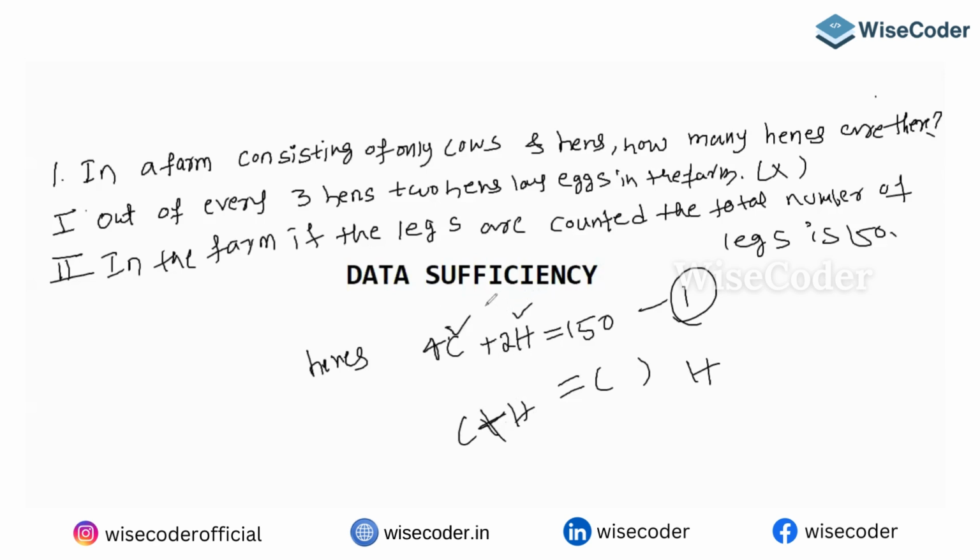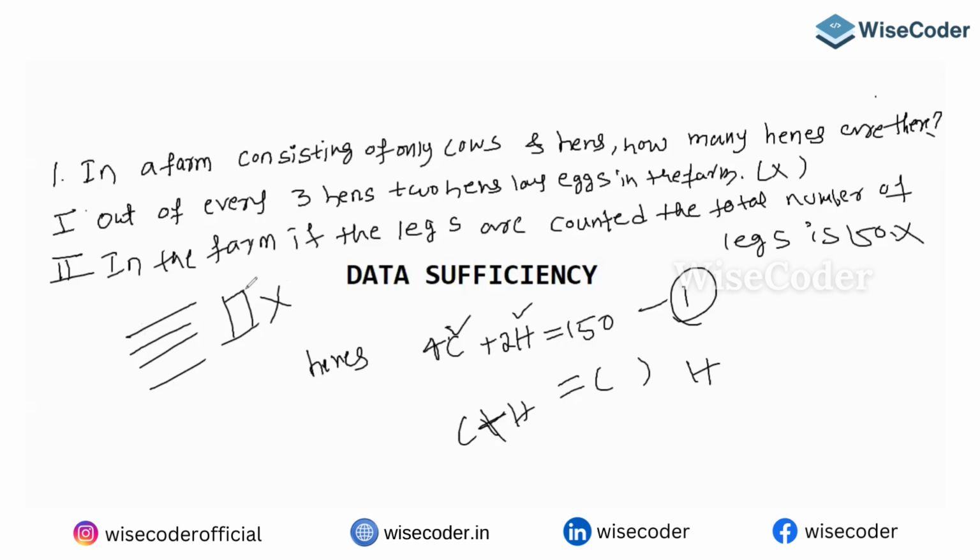In statement 2 alone, the number of cows and hens given is 4c plus 2h is equal to 150. So we cannot find the number of hens. So can you answer this? No. They'll give options like this. So with both the equations we are not able to find our answer.